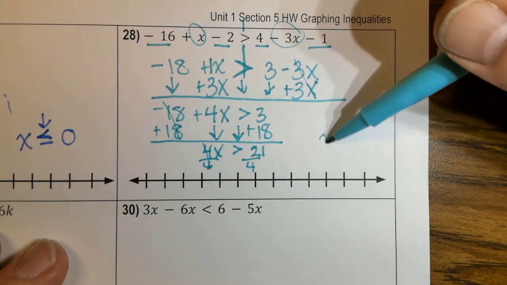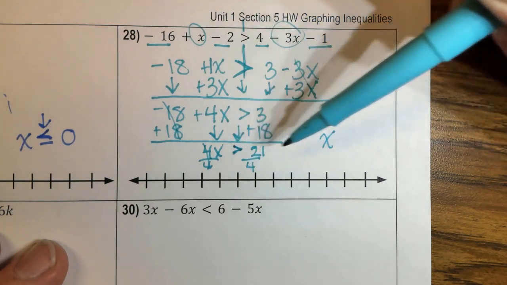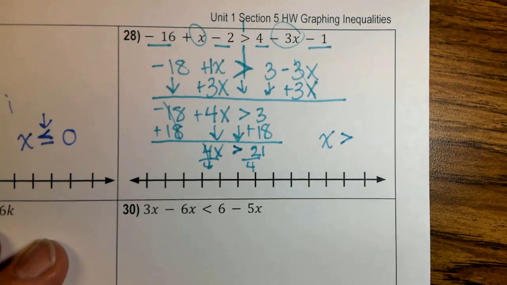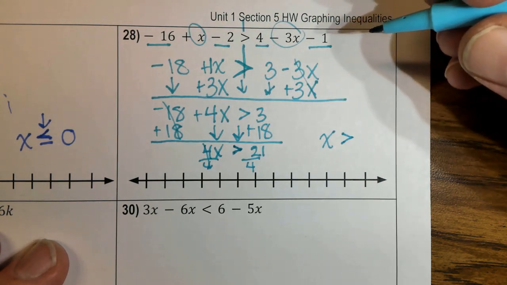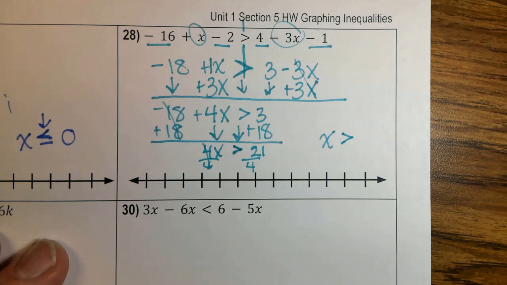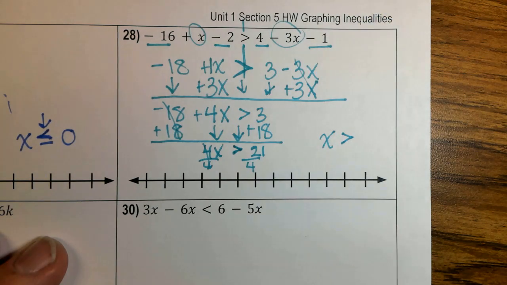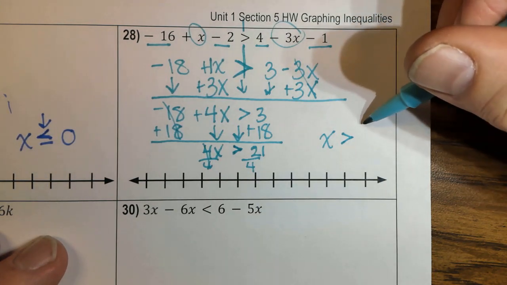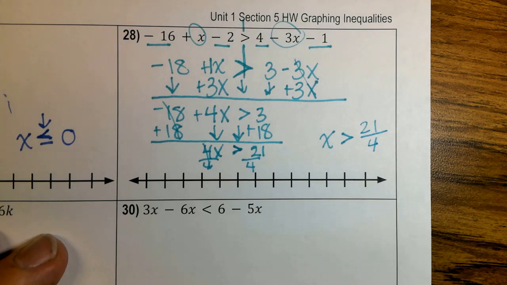Okay, so I'm going to go over here because I have more room. So x, I did not divide by a negative, so my inequality stays the same. And then 21 over 4 is a decimal. You can put 5.25, yeah, if you want to. Whatever it is, I'm going to leave it as a fraction because fractions are easier. I don't have to worry about dividing.